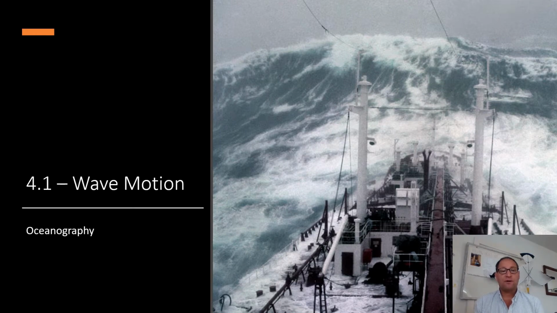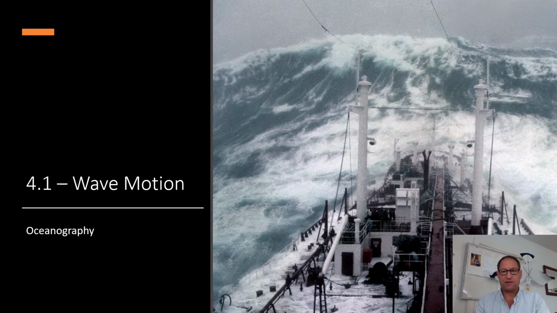Section 4.1 of the oceanography course, wave motion. So this is revision for what we covered back in January, I think. So here we have a ship. It's in some pretty bad weather. You can see how big that wave is. It looks like it's about 30 or 40 feet high.